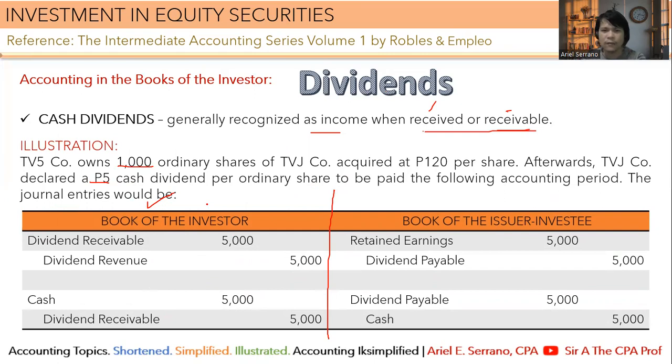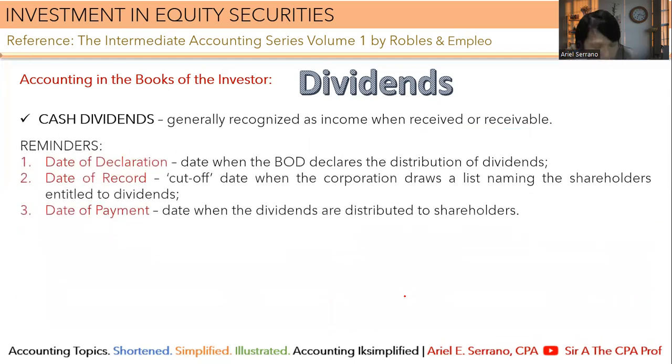The following accounting period, nung binayaran na po yung dividendo, syempre, makakatanggap ka ng cash, di-debit na cash, di-credit, i-recognize na natin yung dividend receivable. Doon sa issuer investee, dividend payable ka, credit to cash kasi nagbayad ka na. Okay? Therefore, we have to remind you of those three dates.